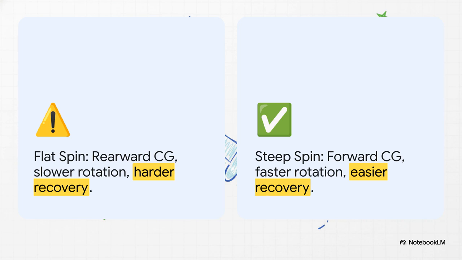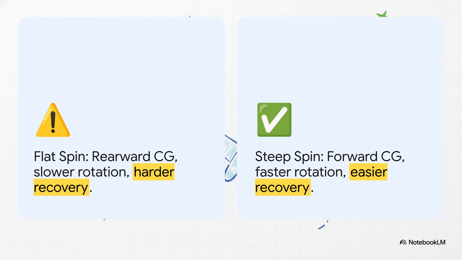Let's talk about center of gravity for a second, because it completely changes the rotation. Think of a figure skater spinning on the ice. If they pull their arms in tight to their body, their mass moves closer to their center axis and they spin much faster. That's exactly what a steep spin is like, usually caused by a forward center of gravity. It rotates fast, sure, but because the nose is pointed down, recovering is actually generally easier.